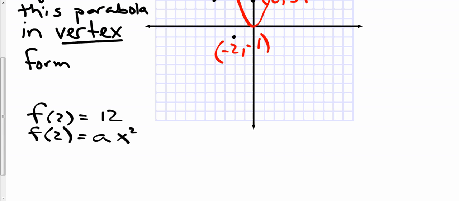when x is 2. So what should I put in for x? Put in 2, equal 12. Right, because 2 squared is 4, so this is 4a equals 12, and I divide by 4 and I get a equals 3. Maybe 3, but you get the idea. Right? So that's how I find that.